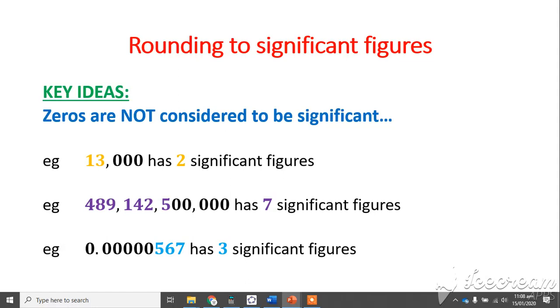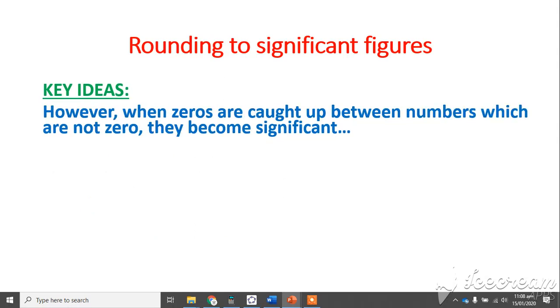Right, so zeros are not considered significant. However, when zeros are caught up between numbers which are not 0, they suddenly become significant. So if I gave you 13,092, this 0 in the middle is caught up between all these other numbers which are not zeros, so it becomes 5 significant figures because the 0 becomes significant.